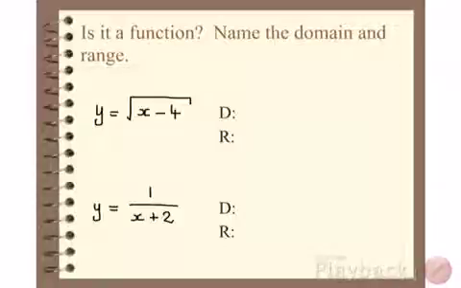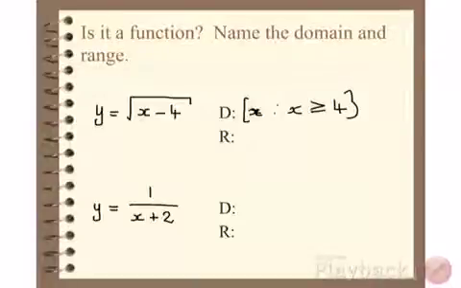So our domain has to be greater than or equal to 4. If it was anything less than 4, then the number inside my square root would be negative, so I wouldn't have a solution for that. So my domain has to be when x is greater than or equal to 4, in order for the square root to be positive.